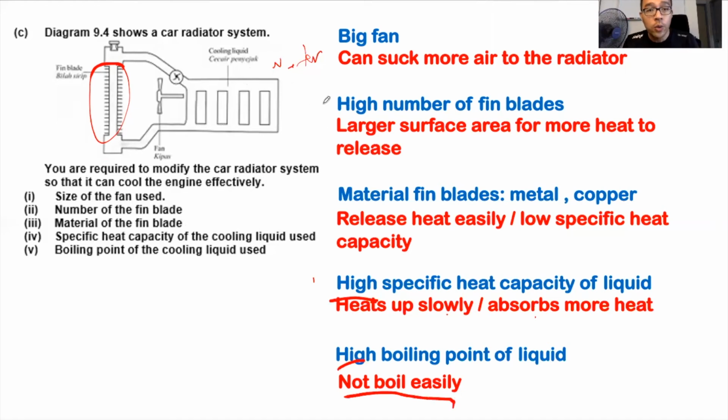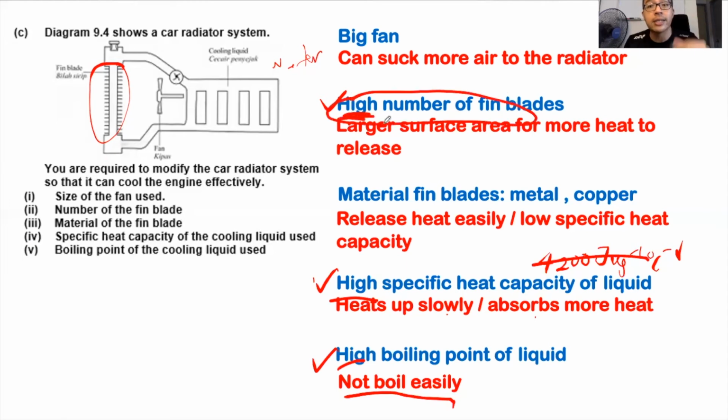Notice here, we never put a number. Although if you remember, the specific heat capacity of water is actually 4,200 joules per kilogram per degree Celsius. Okay, that's true, but we don't put the number. We say high, low, high, low. Don't put the number because there could be a chance that your value is wrong or you forgot the value. Same with the high number of fin blades. We say high because it is a safe answer.